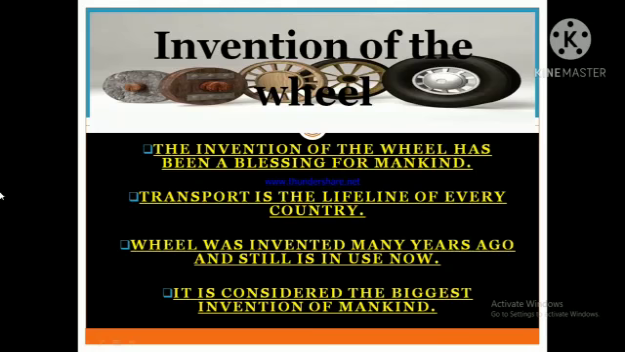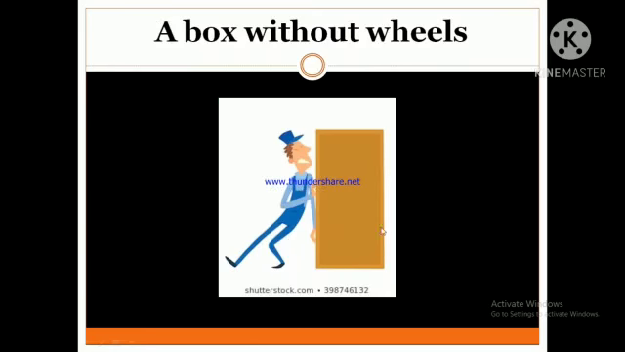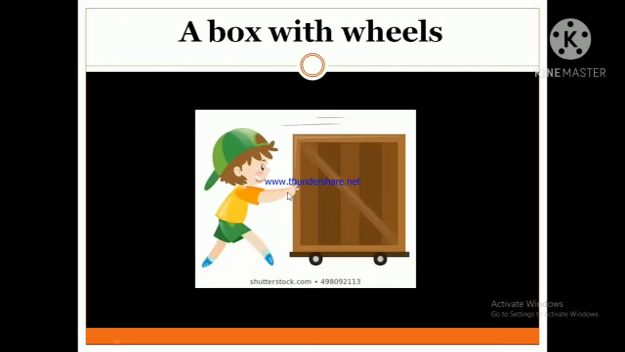The wheel was invented many years ago and still is in use now. It is considered the biggest invention of mankind. The reason can be explained with an example. Suppose you want to move a big box, it would be very difficult. But think of it, if the box had wheels, it will be so easy to move. That is why the wheel is very important in order to transfer goods and even people.